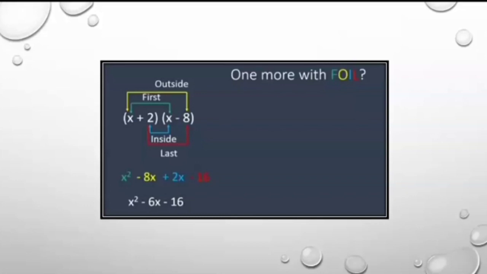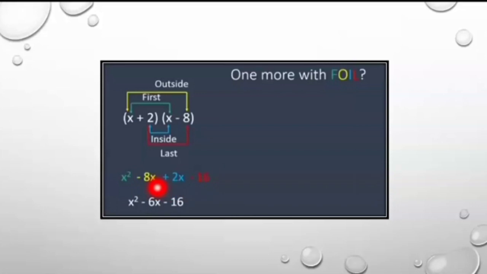One more example with FOIL method is, here we have to multiply two binomials x plus 2 and x minus 8. First of all, we will multiply first terms. X multiplied by x will be equal to x square. Then we will multiply outer terms. X multiplied by minus 8 will be equal to minus 8x. Now multiply inside terms. Plus 2 multiplied by x will be equal to plus 2x. Now multiply last terms. Plus 2 multiplied by minus 8 will be equal to minus 16.